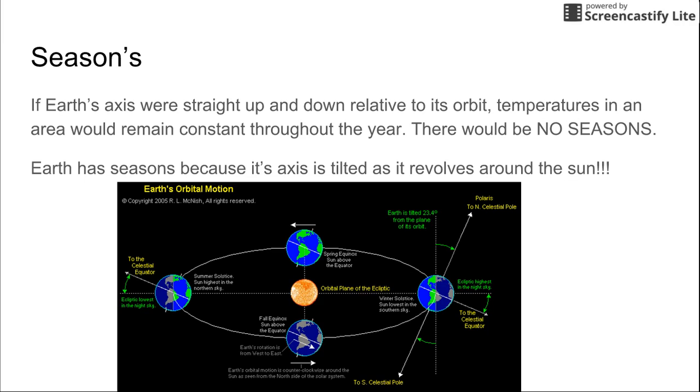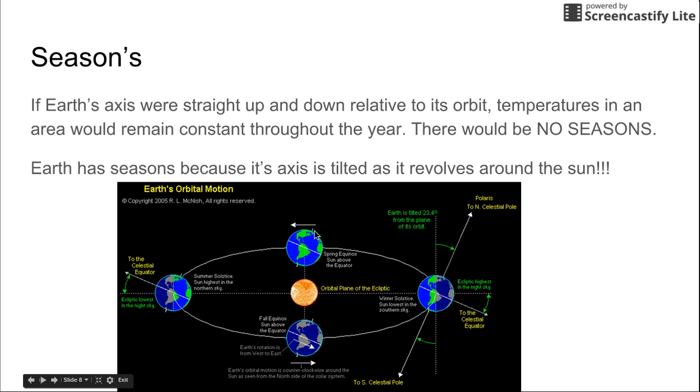If Earth's axis were actually straight up and down relative to its orbit, temperatures in an area would remain constant throughout the year and there actually would be no seasons. So Earth has seasons because its axis is tilted as it revolves around the sun. So once again here you'll see as it's tilted, it revolves around the sun.